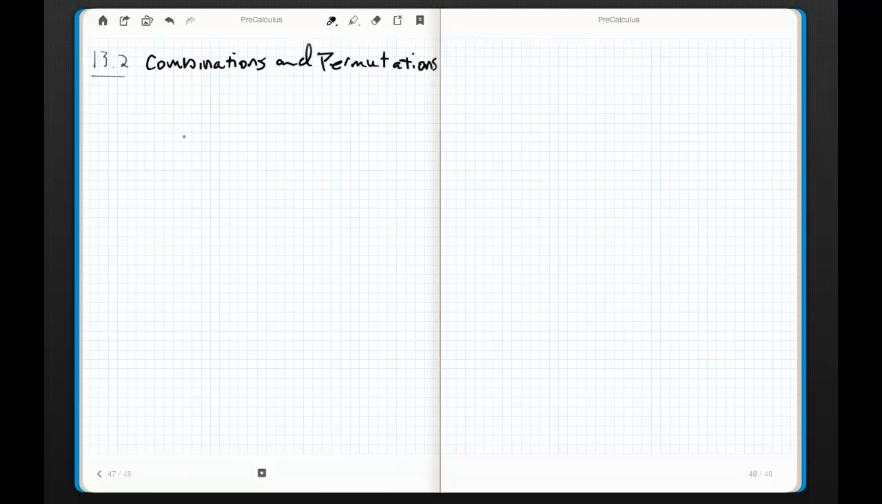Apparently, making the font smaller didn't work out as far as dealing with skipping, so we'll just fight through it. We're going to talk about section 13.2, which is combinations and permutations today. Super simple, not a whole lot to it. There's just a couple of rules that we need to deal with.